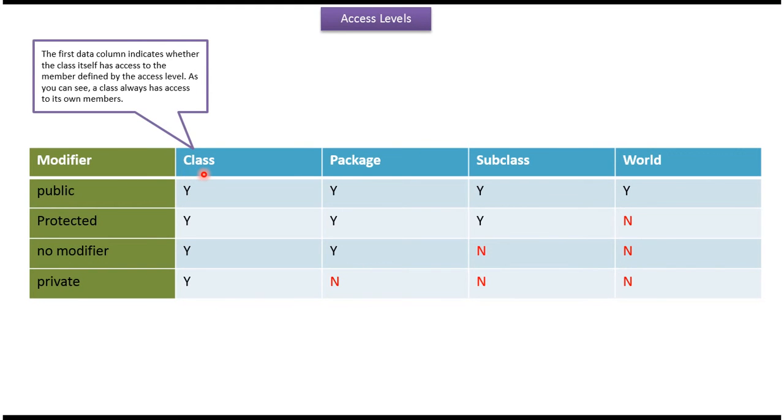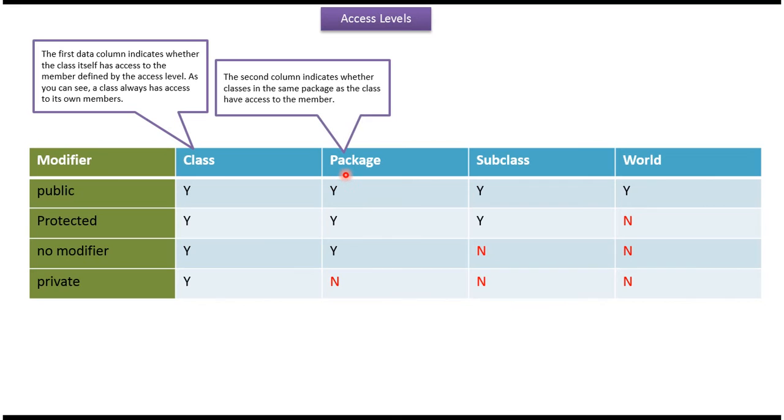First data column indicates whether the class itself has access to the member defined by the access level. As you can see, a class always has access to its own members. Second column indicates whether classes in the same package as the class have access to the member.